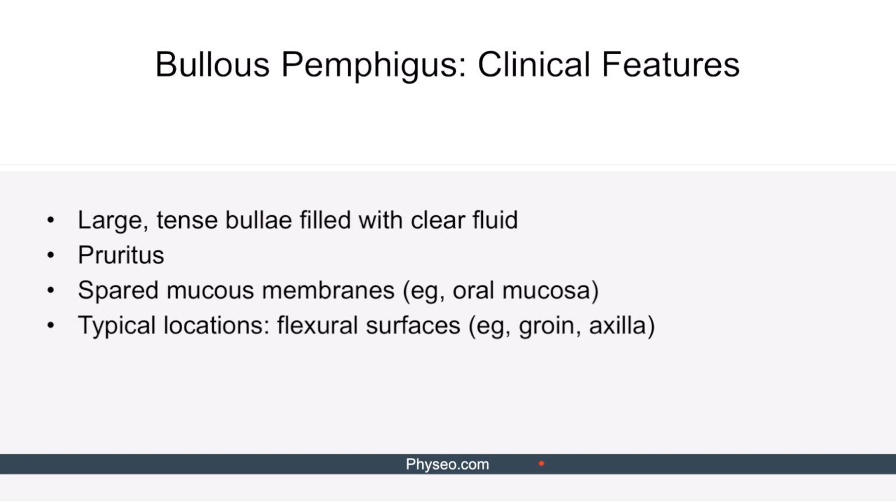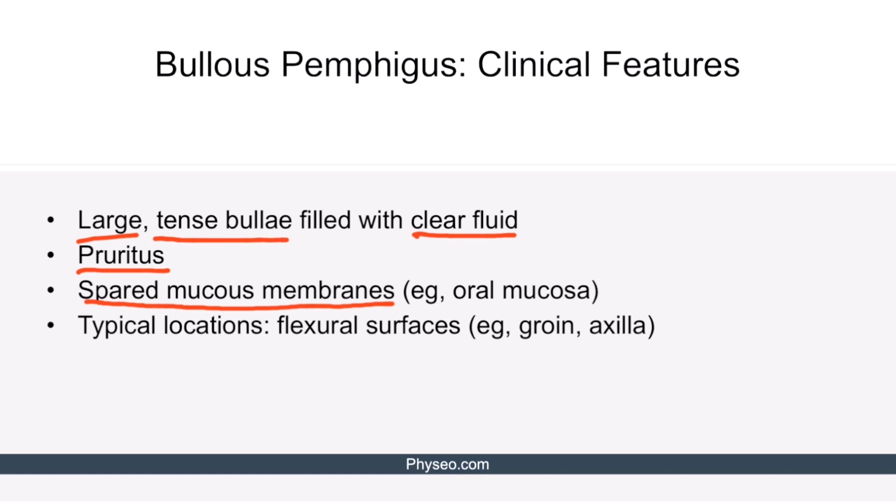Let's continue with the clinical features. For the boards, you are expected to know the typical clinical presentation of patients with bullous pemphigoid. Usually, it'll be an elderly patient presenting with large, tense bullae filled with clear fluid that are intensely pruritic. In fact, weeks or months before developing the bullous lesions, patients may report a prodrome of pruritic lesions such as urticarial or eczematous lesions.